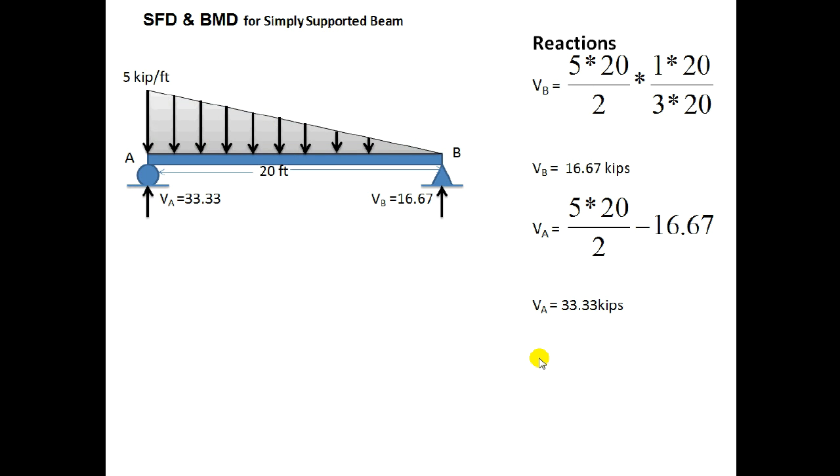And now I will draw the SFD diagram for UVL. These are the reactions that I have found by same method, by taking the moment at point A, and then after that by applying equation Fy is equal to 0 we can find out the reactions. I have explained in my other tutorial how to find out the reaction in detail.